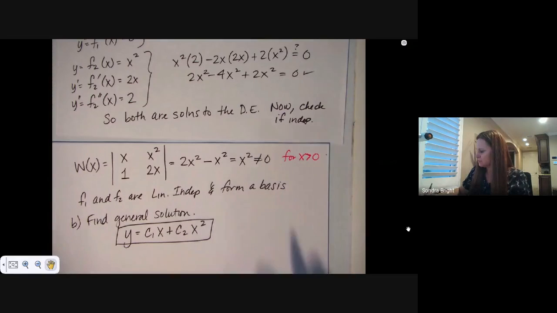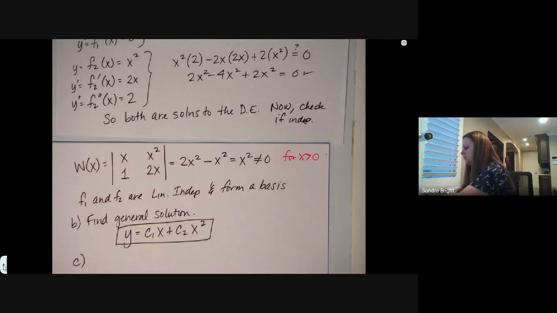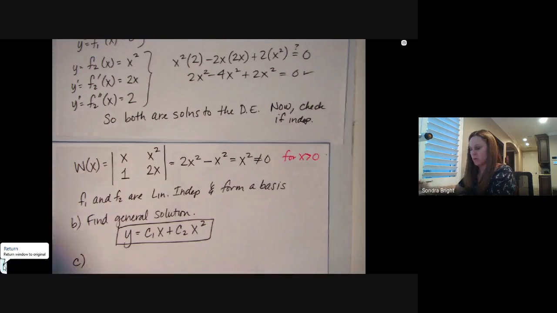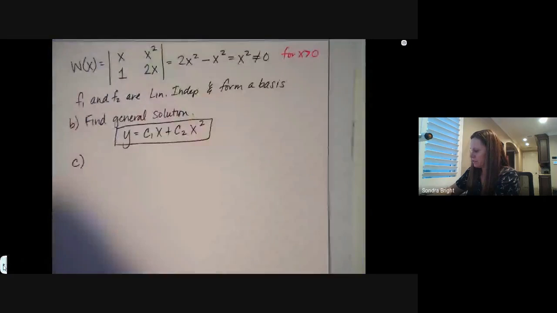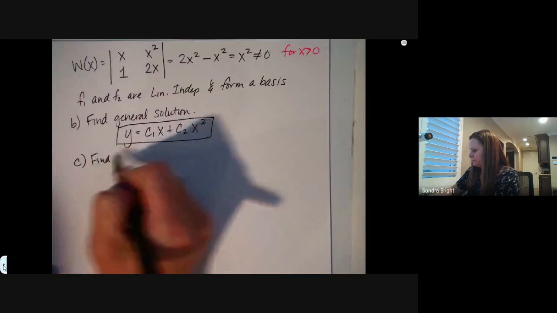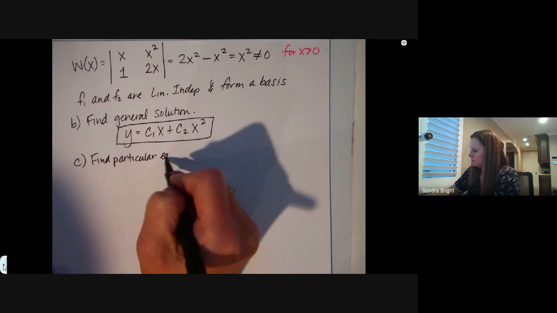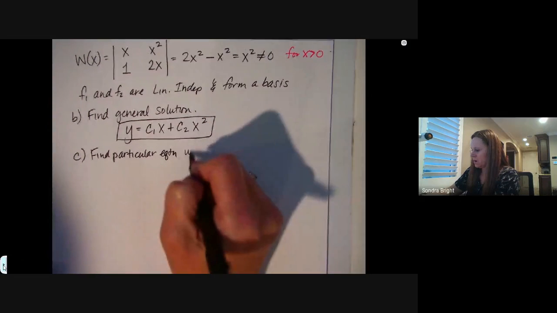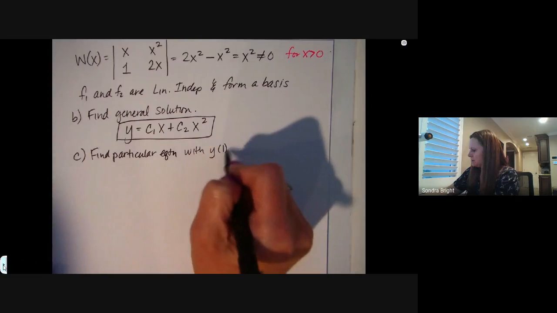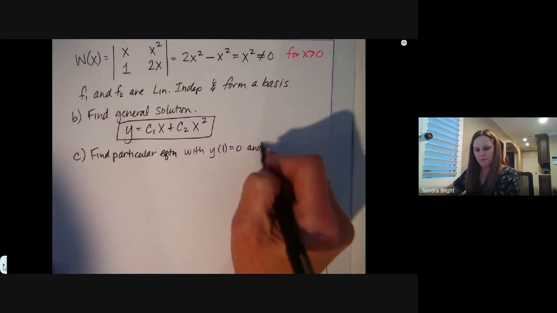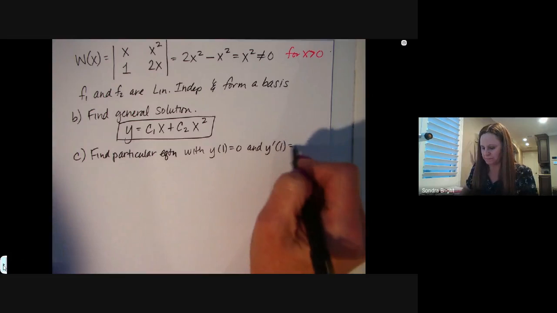All right, then the last part is they're going to give us some specific, oh, that part was annoying, I didn't see that, some specific values and ask us to find the particular equation. So let's find the particular equation, with y of 1 equal to 0 and y prime of 1 equal to 0.